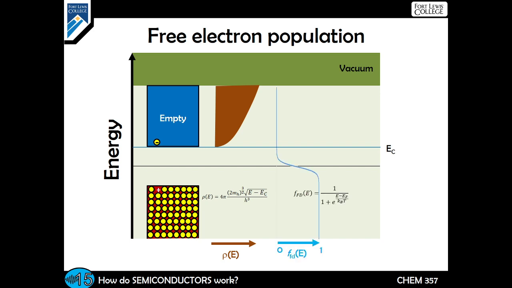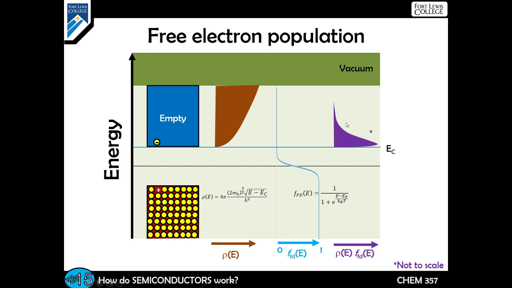And your Fermi-Dirac distribution, also drawn sideways here, looks like this. This would be a step function at the Fermi level if it was at 0 Kelvin, but if it's not at 0 Kelvin, it has this gradual distribution here. And the electron population is the density of states times the Fermi-Dirac distribution. This is telling you which of those states are populated with electrons.